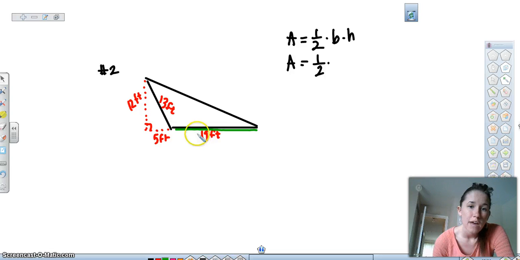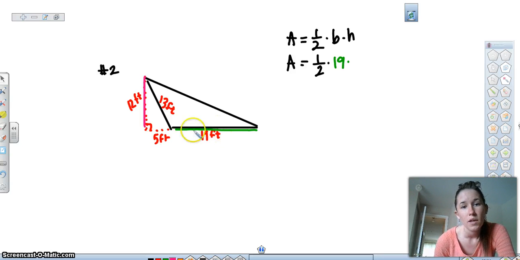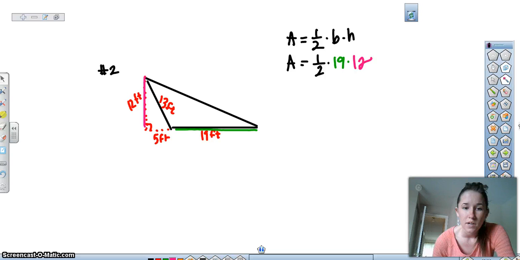But then to measure how tall this triangle is, or what the height of this triangle is, you would want this measurement that makes a right angle with the green. So we could use 12 as the height because that makes a right angle with the green. 13 doesn't work as the height because it's slanted over. 12 goes straight up to the top of the triangle. So we would use 12 as our height, and then you would calculate.